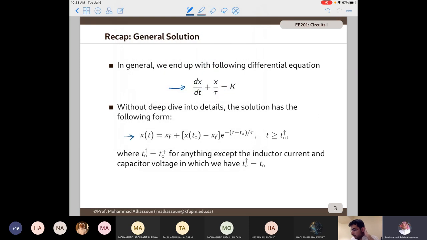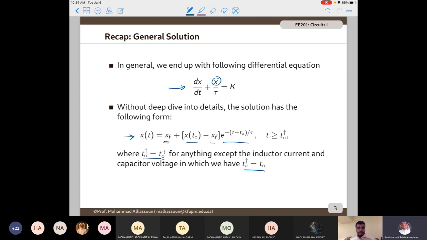The solution for this one is of the following form: the final value of the quantity here, plus the initial value minus the final value, scaled by the decaying exponential factor here. This term is valid for t greater than t naught dagger, and t naught dagger is equal to t naught plus for anything that can change instantaneously, except the inductor current or the capacitor voltage. Otherwise, t naught dagger equals simply t naught. So that's basically what we did.